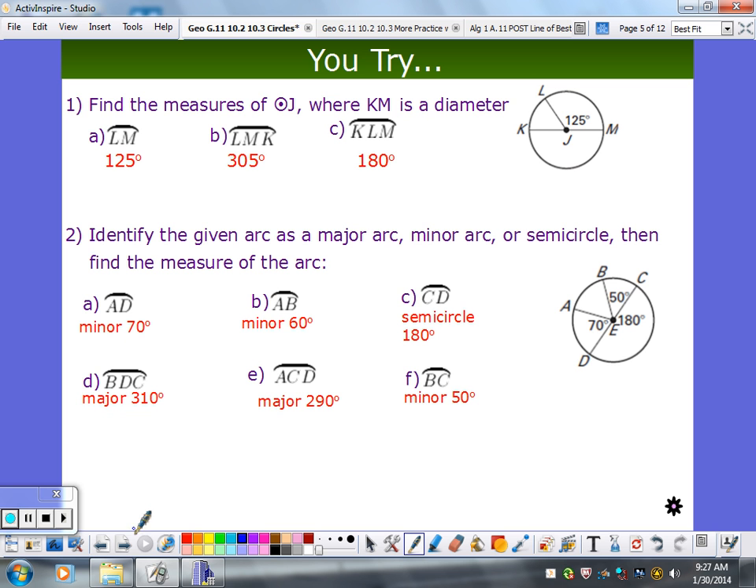All right, let's see how we did. Which one? Over here? BDC, let's see. BDC, right? So I'm going around this way. There's a chunk of 50 degrees missing from my 360 degree circle. So 360 minus 50 is 310, right? Questions? Comments? Okay, you're still there. All right, let's look at this one.